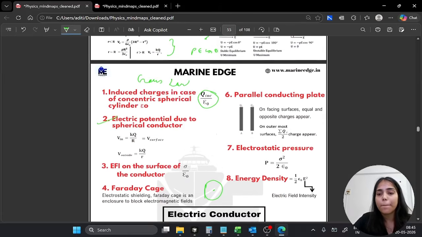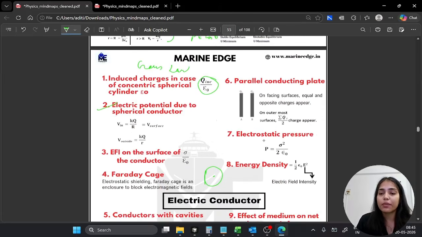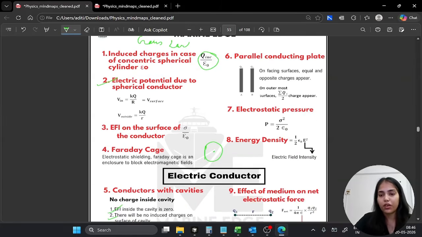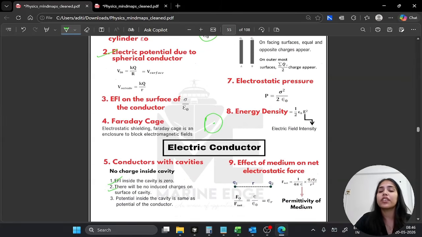Moving forward, if we have parallel conducting plates, these are the two parallel conducting plates. On the surface of the plates, equal and opposite charges appear. Okay, Q1 and Q2. And on the outermost plate, the charge is Q1 upon 2, because on both sides the charges will be split. All right. Next, we have electrostatic pressure. P is equal to sigma square upon 2 epsilon naught. Okay. And whenever there is an electric field, the energy density is 1 by 2 epsilon naught E square, where E is the electric field intensity.